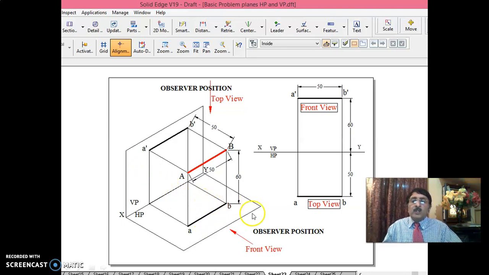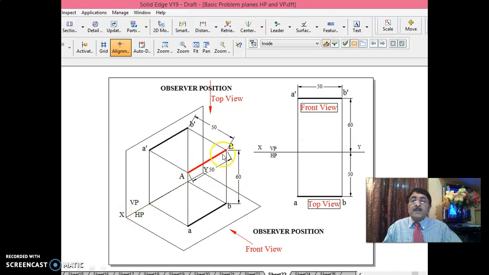First quadrant problems only. Now this line AB is measuring 50 mm long. It is 50 mm in front of VP, 60 mm above HP. You have to draw the projections. When you draw the projections, the front view will be A dash B dash and the top view will be AB. Drawing front view and top view itself is called projections. Now this is the XY line, VP, HP.